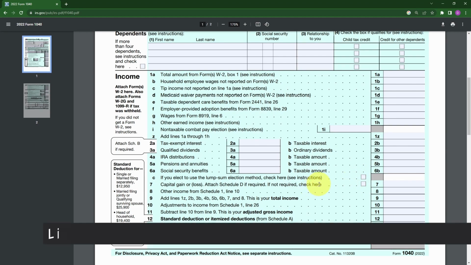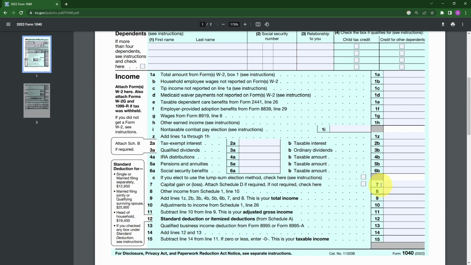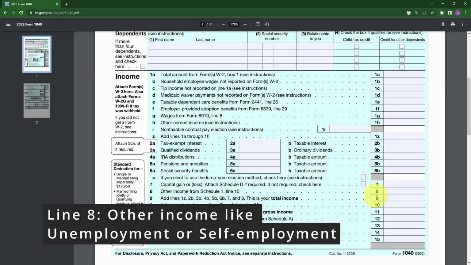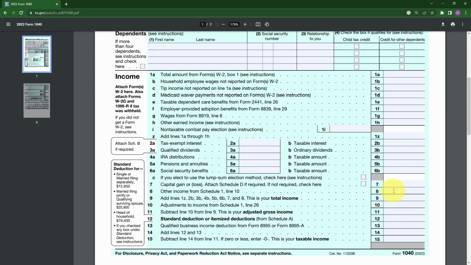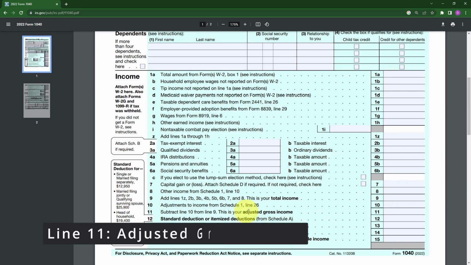If you did sell any stocks or bonds, it's going to be listed on line 7. Line 8 is special because this also reports unemployment or self-employment income. So if you work gig work or work for a ride-sharing company, this will be listed here. Your total income is going to be listed on line 9. And if you're wondering, because some places ask for it, your adjusted gross income is going to be listed on line 11.